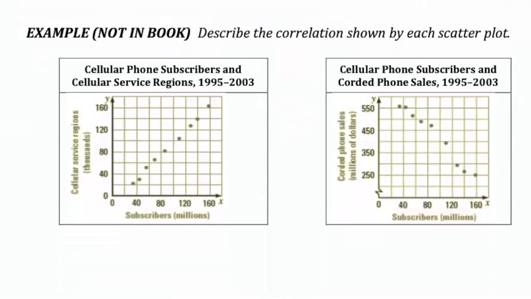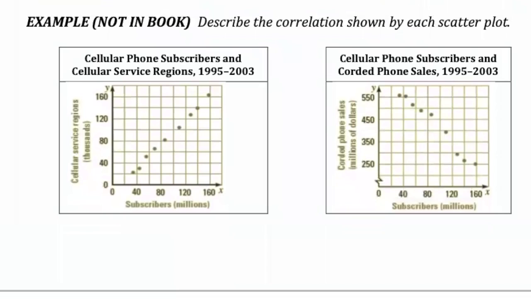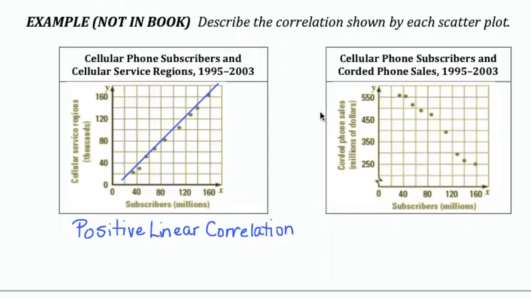The first example is just a super basic one here. Describe the correlation shown by each scatter plot. So these are cell phone subscribers and cellular service regions, the number of regions we have. And what you can see is the data, again, I can visualize a line running through these points. Because that line is trending upwards, we would say that this is a positive linear correlation in the data. And what that's telling us is that as the number of subscribers increases, the number of cellular service regions increases. So there's a direct connection between the variables.